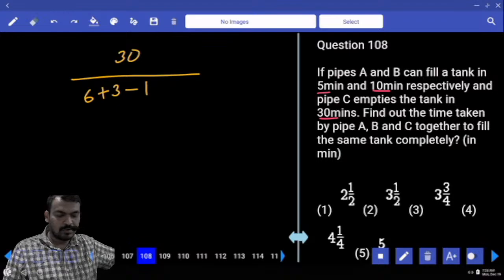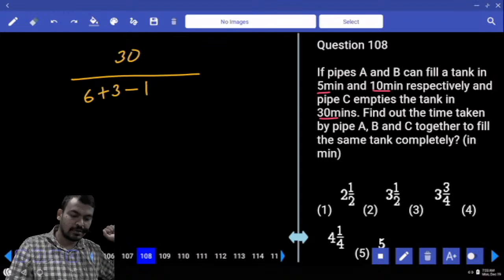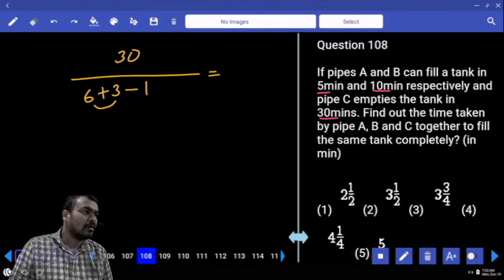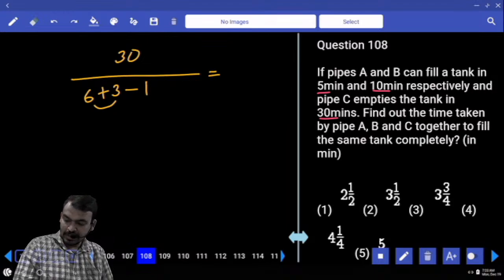And what is each one's efficiency? 6 plus 3 minus 1. 6 plus 3 means 9. 9 minus 1 is 8. 30 by 8. How many times? 3 by 4.